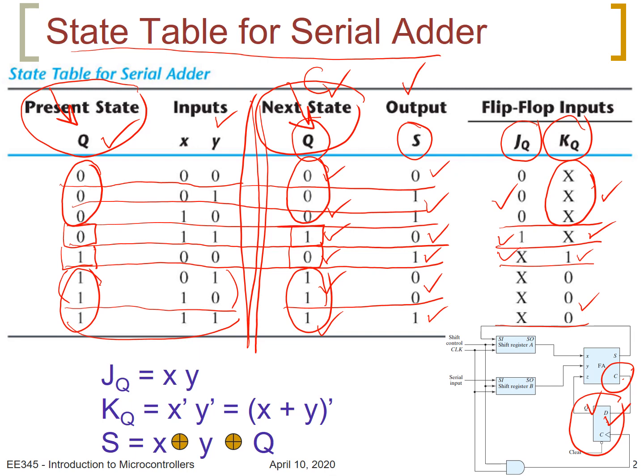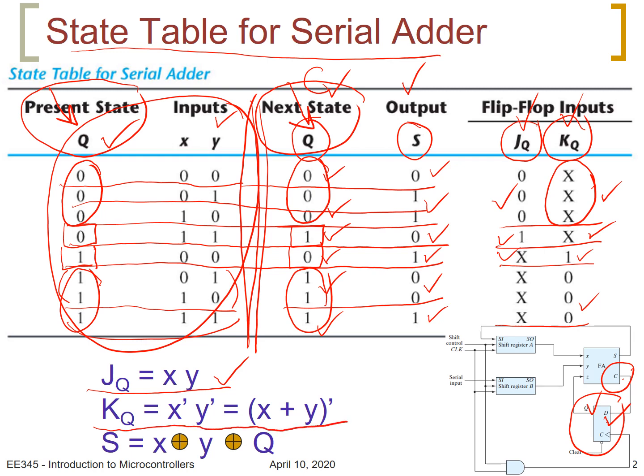Now, from this table here, we can, if we want, construct a Karnaugh map for J and another Karnaugh map for K as functions of Q, X, and Y. And we find out that J equals X and Y, and K equals X prime Y prime, or X or Y prime. And the sum S is the very famous exclusive OR function, which means S equals X exclusive OR Y exclusive OR Q.